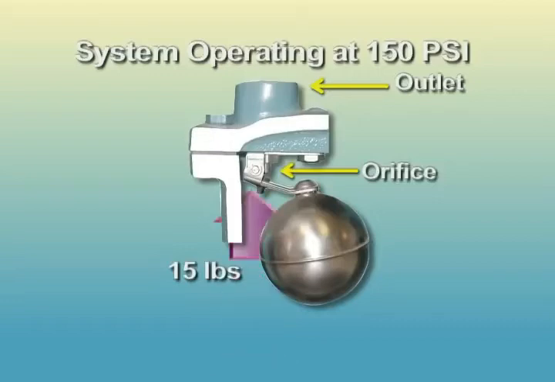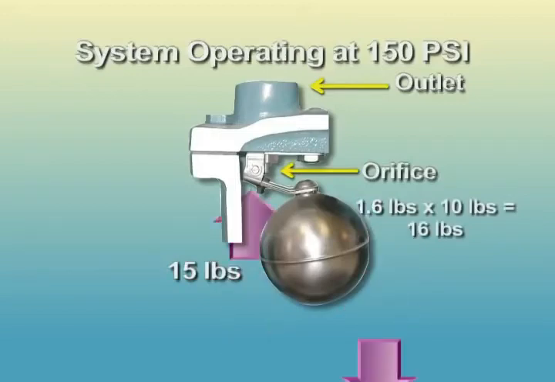The forces acting to open the valve are the weight of the valve float and the mechanical advantage provided by the float lever. The effective atmospheric pressure on the valve is minimal due to the size of the orifice. So a valve with a float weight of 1.6 pounds times the mechanical advantage provided by the lever of 10 results in 16 pounds of force acting to lower the float and open the orifice. Because the force acting to open the valve at 16 pounds is greater than the force to close the valve at 15 pounds, the valve will open during system operation.